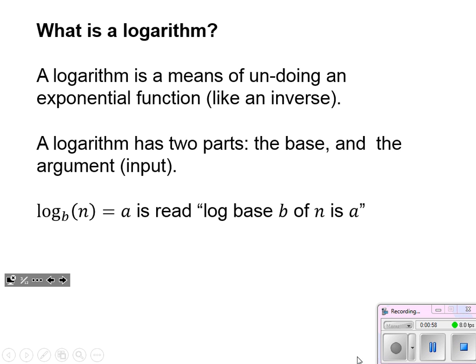A logarithm itself has two parts, the base and the argument, and you can see that shown below. We've got a little subscript here, that's our base, and it can be a number, or sometimes not expressed at all. That's implied to be a base 10. Then here we call this the argument. It's the input area of the logarithm. And so we read that as the log base b of n is a. So log base b of n to describe it.